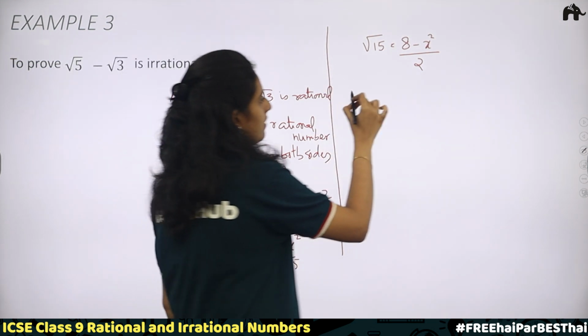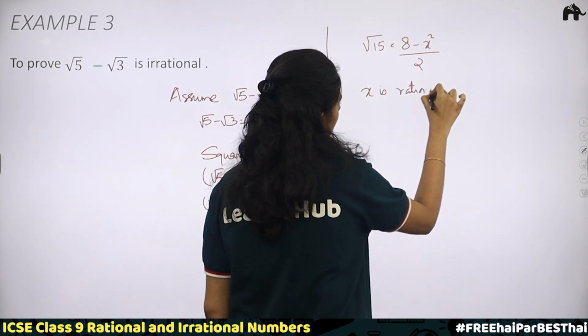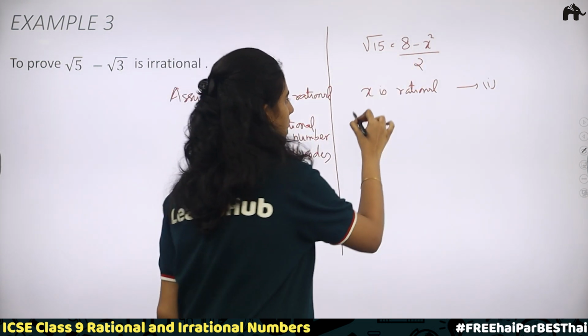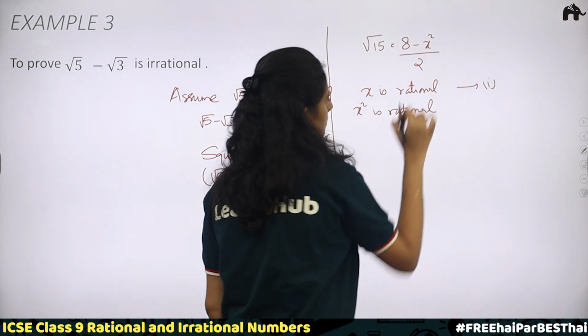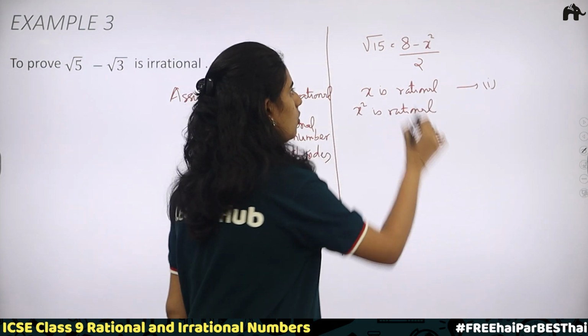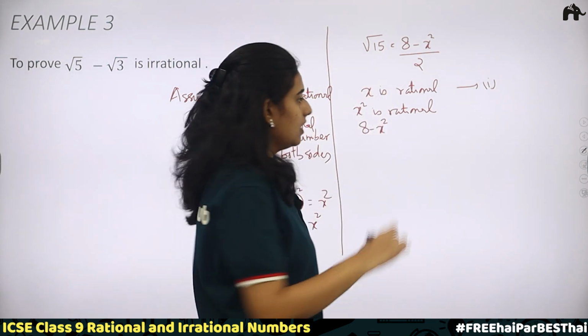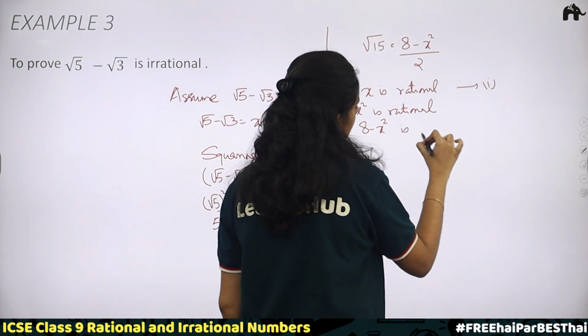Okay, so here we have x is rational. If x is rational, then x square is rational. What about 8 minus x square? 8 is a rational number, x square is a rational number. Therefore, 8 minus x square is rational.